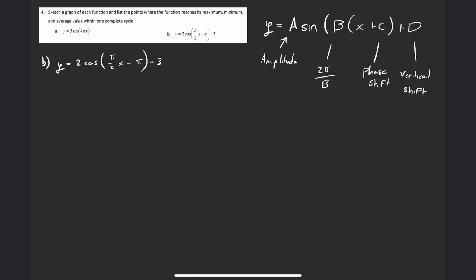So here for the next example, B, we actually have a vertical shift down 3 units. Here we have an amplitude of 2, plus and minus 2. Now B here is going to be pi over 2. So if we plug into our formula, multiply by the reciprocal, pi cancels and we're left with 4. So that's our period.